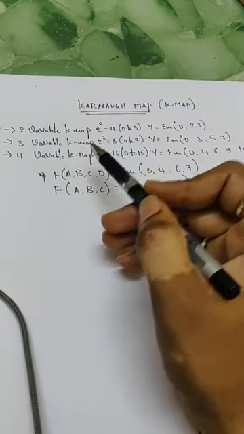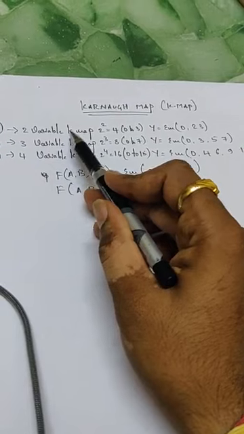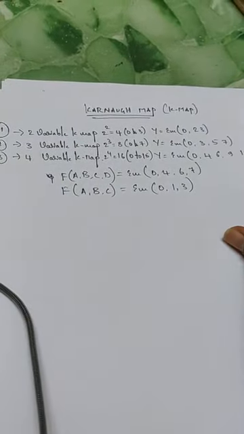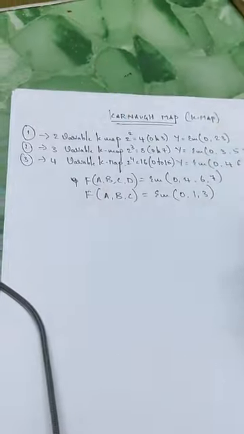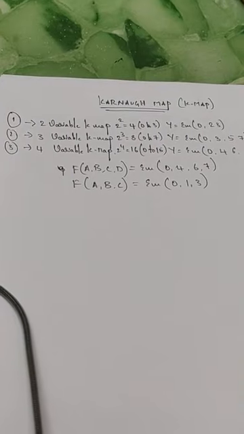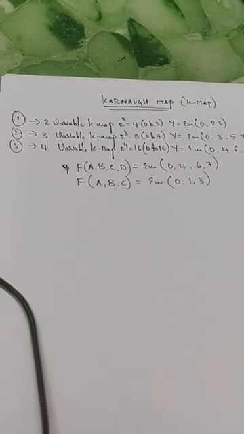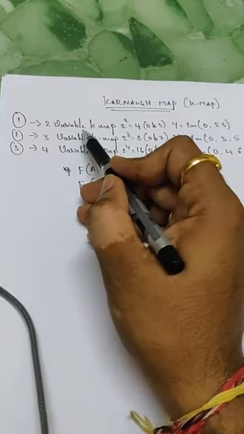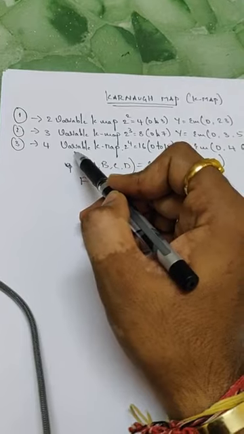Okay, look at this. We have 2 variable K-map, 3 variable K-map and 4 variable K-map. There is a 5 variable K-map also, but for your syllabus you cannot expect a problem from 5 variable K-map. You can expect a problem from 2 variable or 3 variable or 4 variable K-map. So what is this 2 variable K-map? What is this 3 variable K-map? And what is this 4 variable K-map?